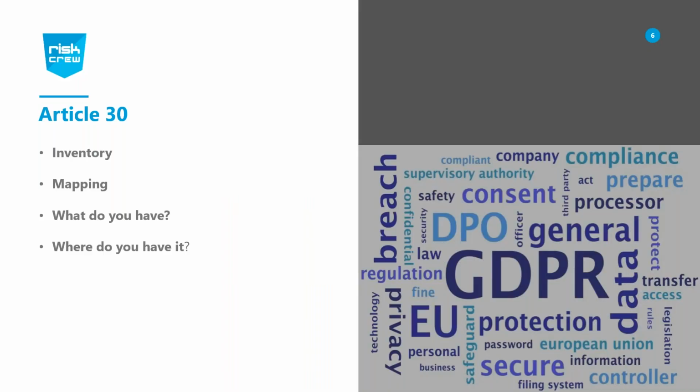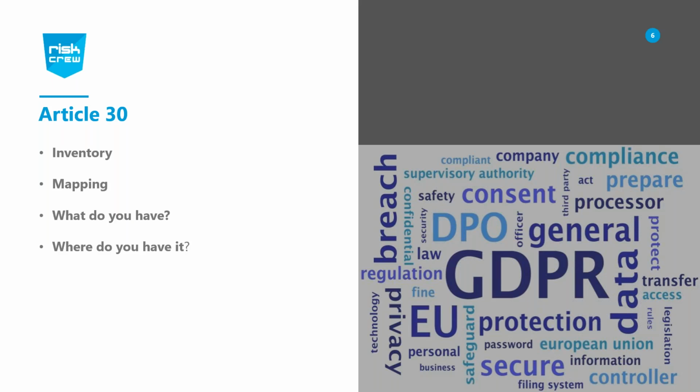Now Article 30 is actually titled the Records of Processing Activities. There are several paragraphs in this article, the first one being, each controller shall maintain a record of processing activities under its responsibility. So that's a clear requirement for the controllers, but the processors of data don't get off so easily either. Paragraph 2 states, each processor shall maintain a record of all categories of processing activities carried out on behalf of a controller.